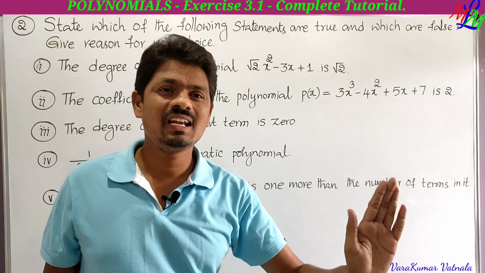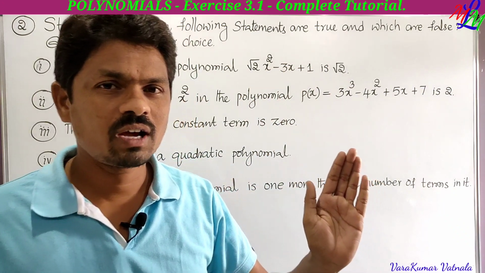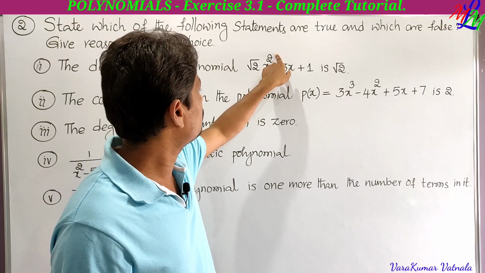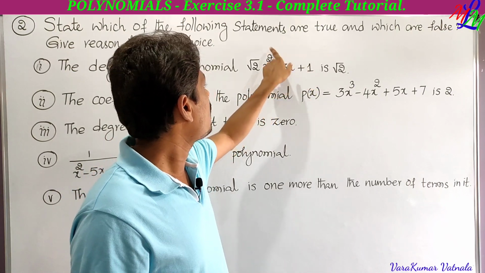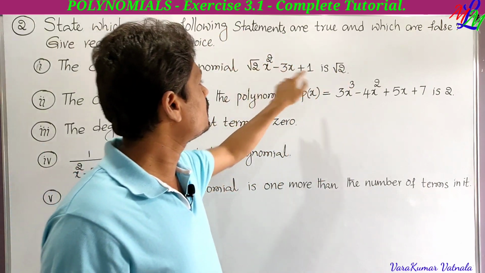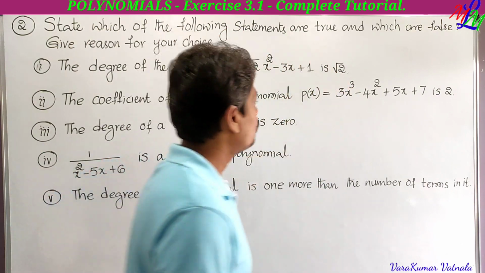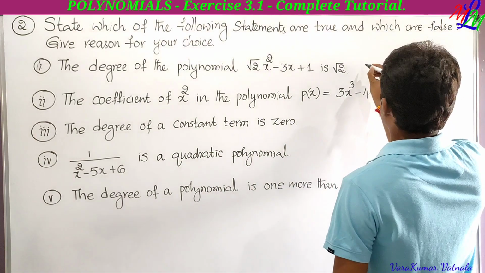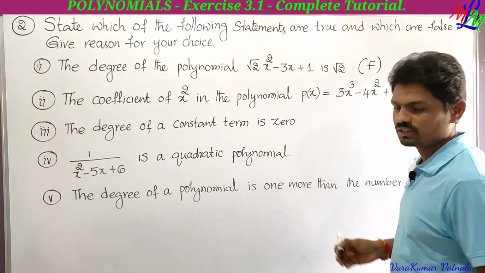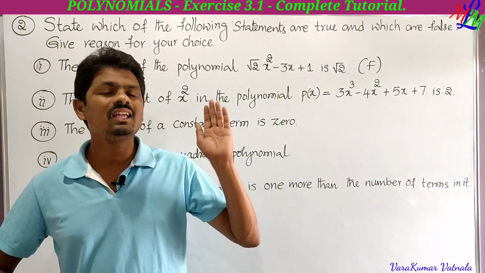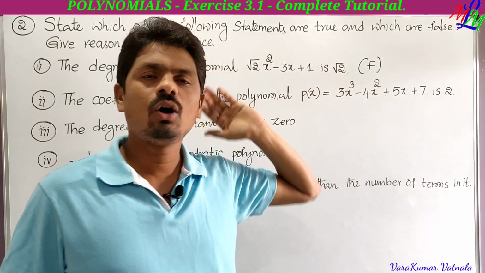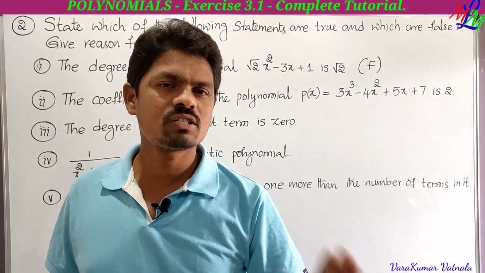So what is the degree? The highest power of the variable in the given polynomial. So here the powers of the variable are 2, 1, 0. Highest power is 2. Therefore the degree of the polynomial is 2. But here he has given root 2. So we can write it as false. It is not true. It is false. So why is it false? The degree of the polynomial is 2. But here he has given root 2. Hence it is a false statement.